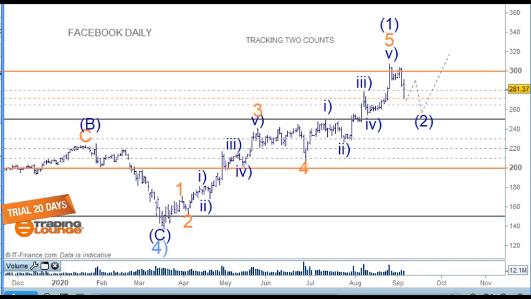So we're looking at Facebook here, and I've got two counts. This is the first count where we have wave 1 in play here, and we're looking for wave 2 to pull back in this space. And yeah, it counts okay, but I sort of prefer the next count because, well, two reasons.